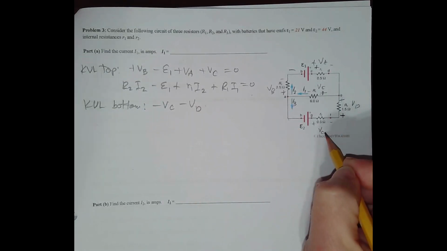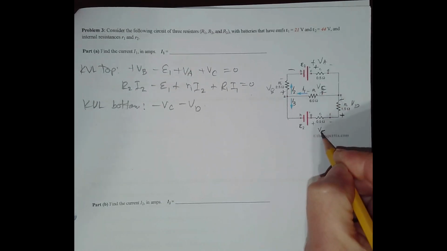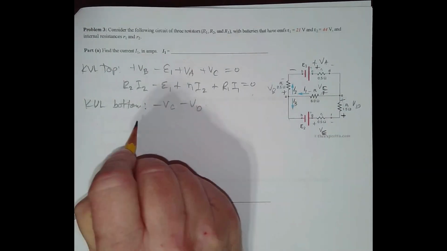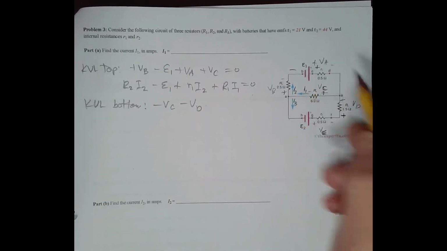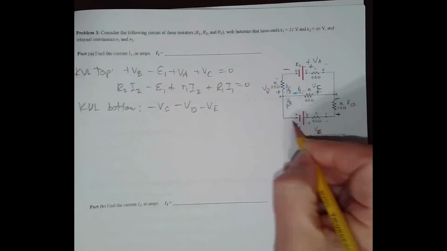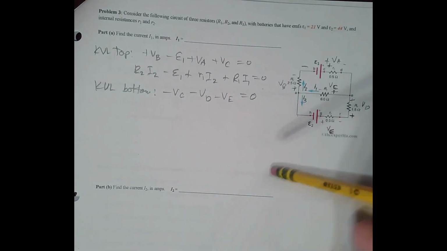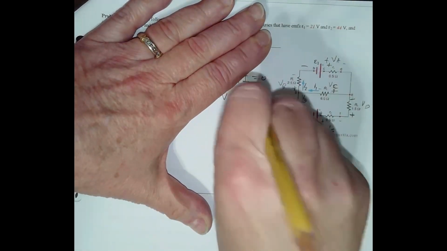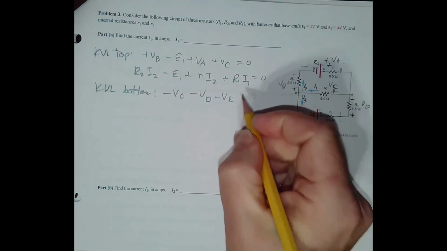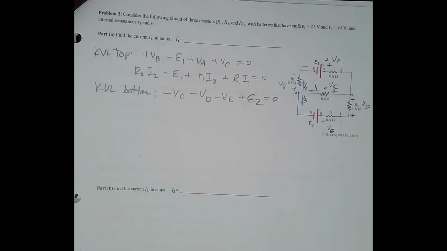Oh no, I have two VCs. No, that one was VE. I call it VC. Let's call this one VE since I already used that one up there. So that was VC, the same VC I used there. Yes. VD minus VE. And there are only three things in that loop equals 0. Oh no, I forgot my source. There are 4 things. Come in the plus side of the source, plus E2 equals 0. There we go.